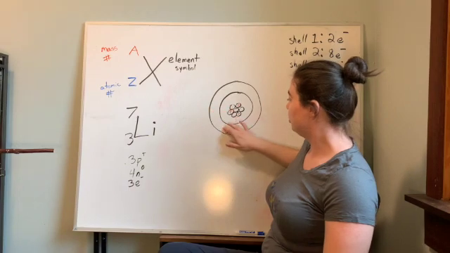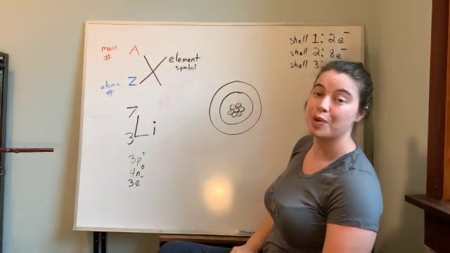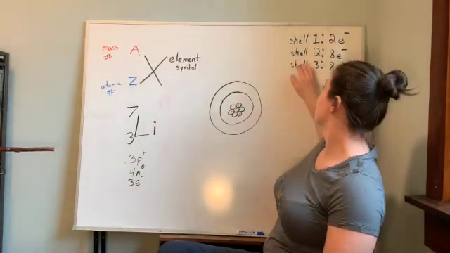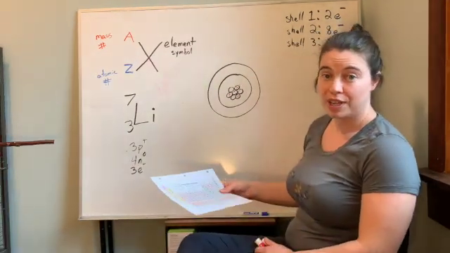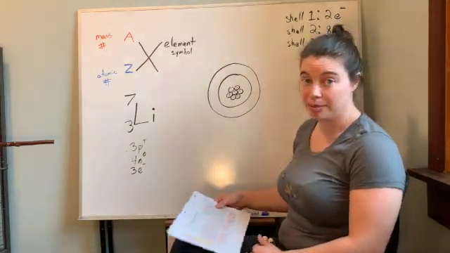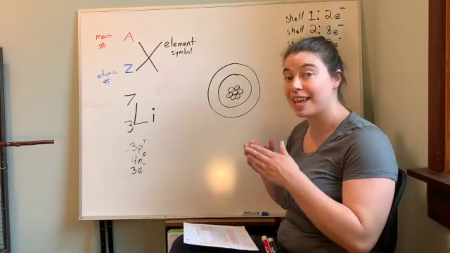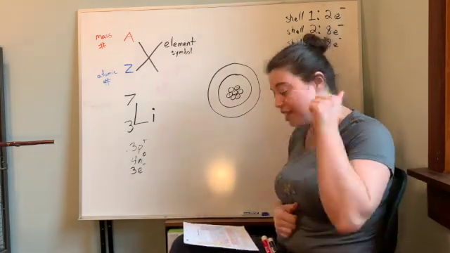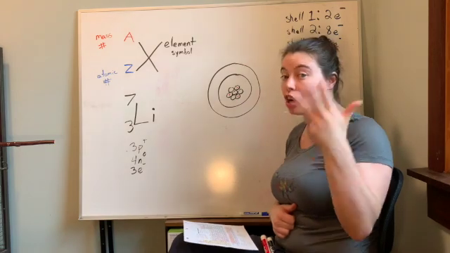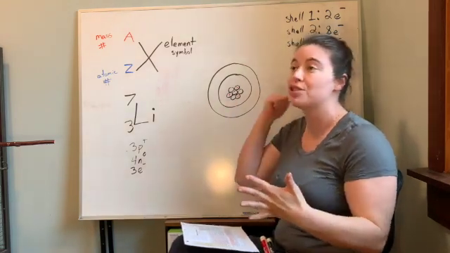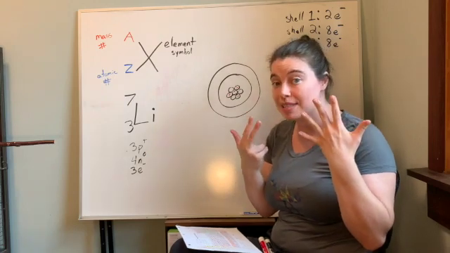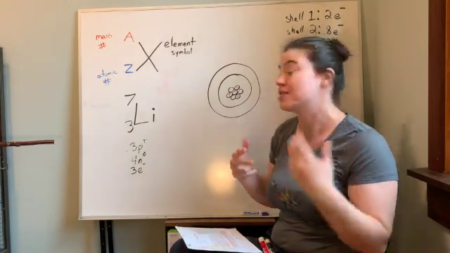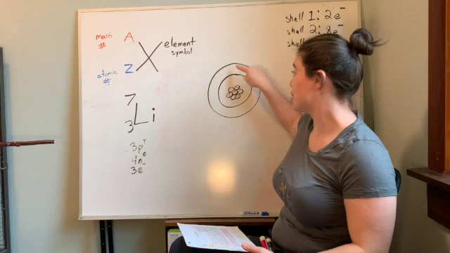This second shell can hold up to 8 electrons. So shell number 2 can hold 8 electrons. So if you look at the second row of the periodic table, you will notice that there are 8 elements in that second row. Lithium, beryllium, boron, carbon, nitrogen, oxygen, fluorine, and neon. So that's 8 elements. It's 8 electrons to fill up that second shell.